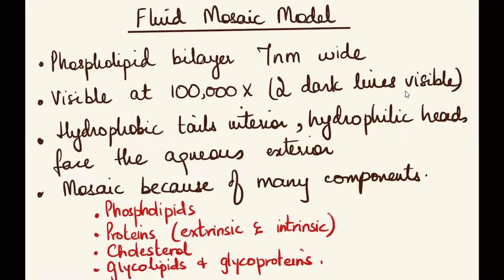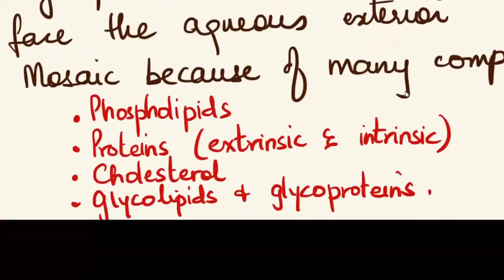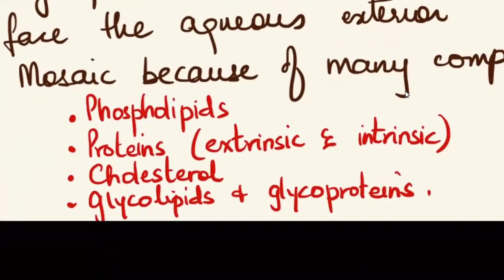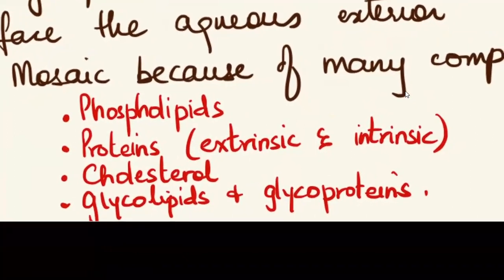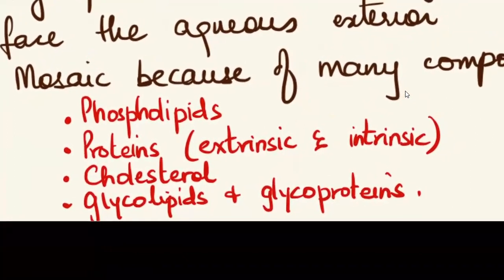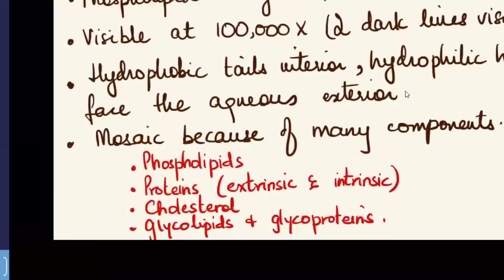Just a very fast recap: the cell membrane is a living structure, 7 nanometers wide, fluid and mosaic. Fluid because of the phospholipids which are diffusing in their own monolayers. Sometimes some proteins are also diffusing. Some of them are anchored, some of them are diffusing. Mosaic means having a dotted or tile-like appearance because of these four structures: the phospholipids themselves, the proteins, the cholesterol, the glycolipids, and the glycoproteins.